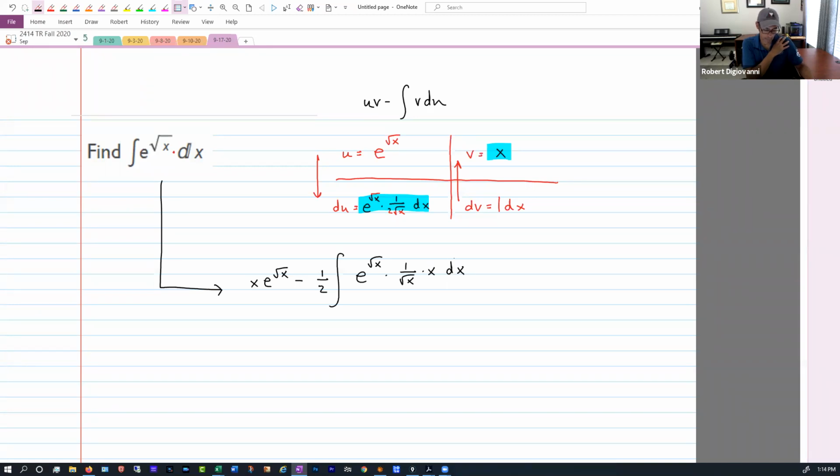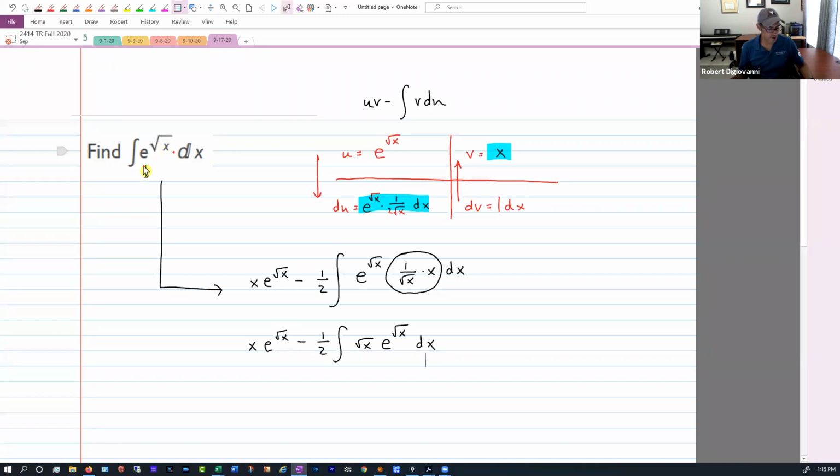Now, when you simplify this, this right here can just turn into the square root of x, right? e to the root x over the square root of x... well, x over the square root of x is just the square root of x. I'll write it this way. All right, did we get any better here? Did things get better or not?